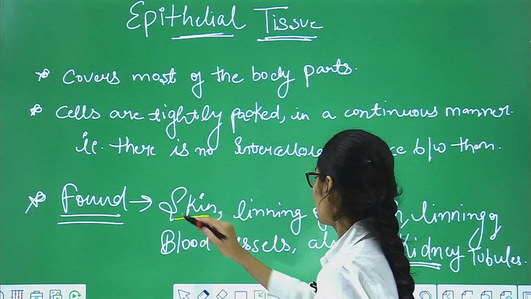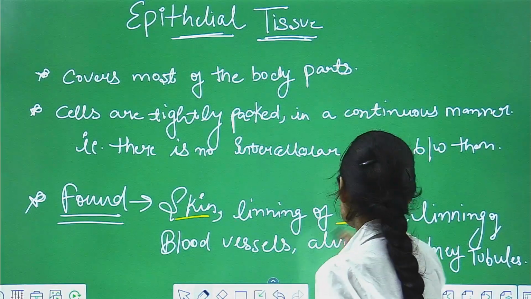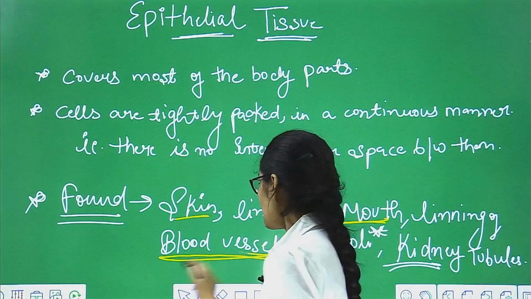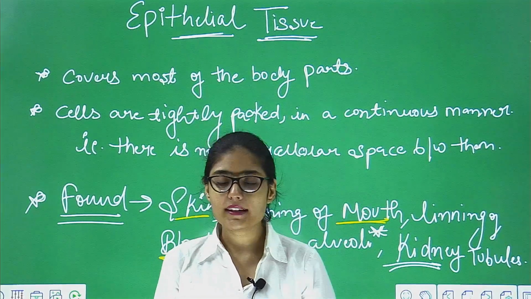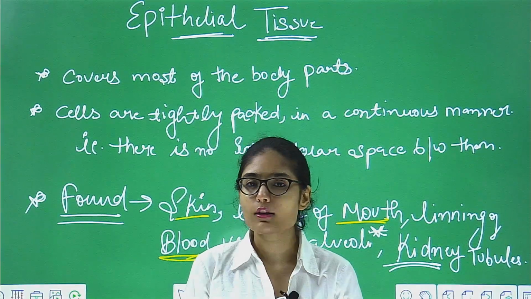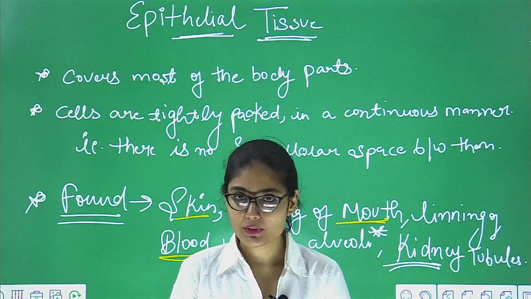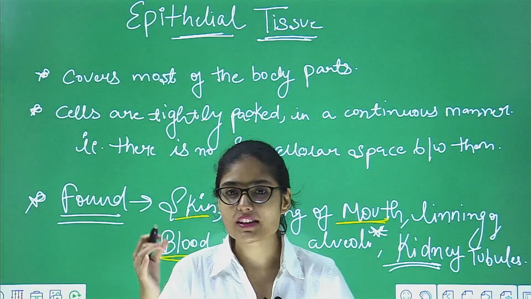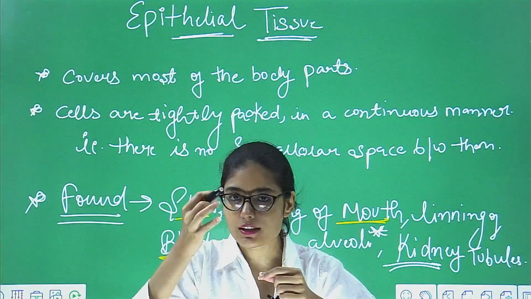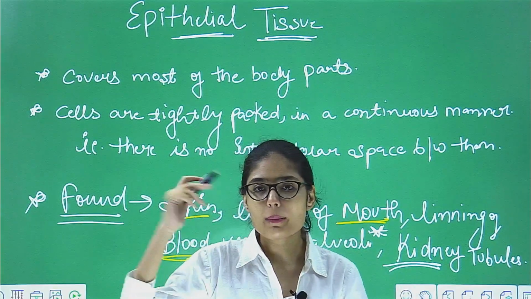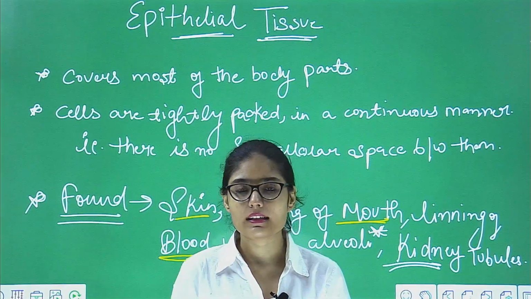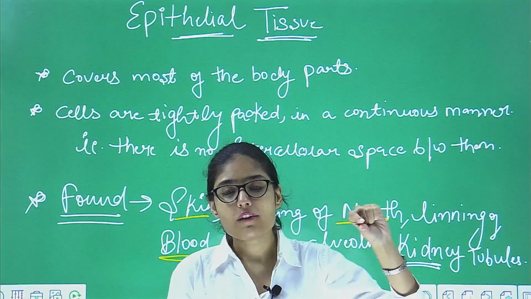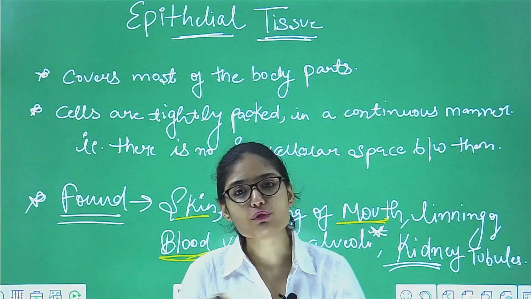Skin, lining of the mouth, then lining of the blood vessels. You all know what blood vessels are. We humans have a closed type of circulatory system, right? And how does blood move? Through vessels. What are vessels? A tube-like structure present in our body from head to toe. A network of tubes. The blood flows through them.